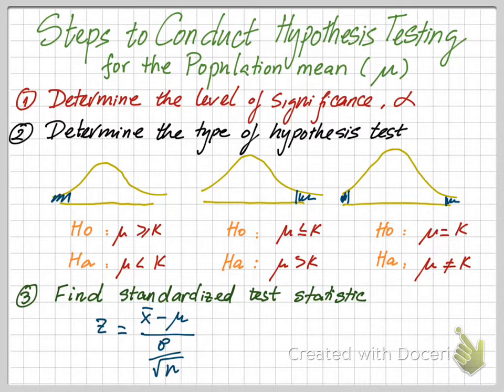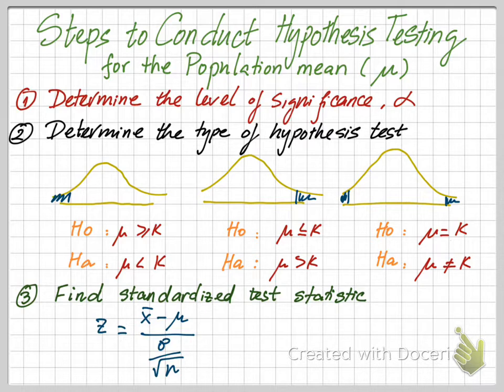Again, z equals the sample mean minus the population mean. You get the population mean from your hypothesis here. And then you divide by the population standard deviation divided by the square root of n. So you use the z-test when sigma is known. So if you have information on the population standard deviation, you can use the z-test if the population is normally distributed or the sample size is at least 30.